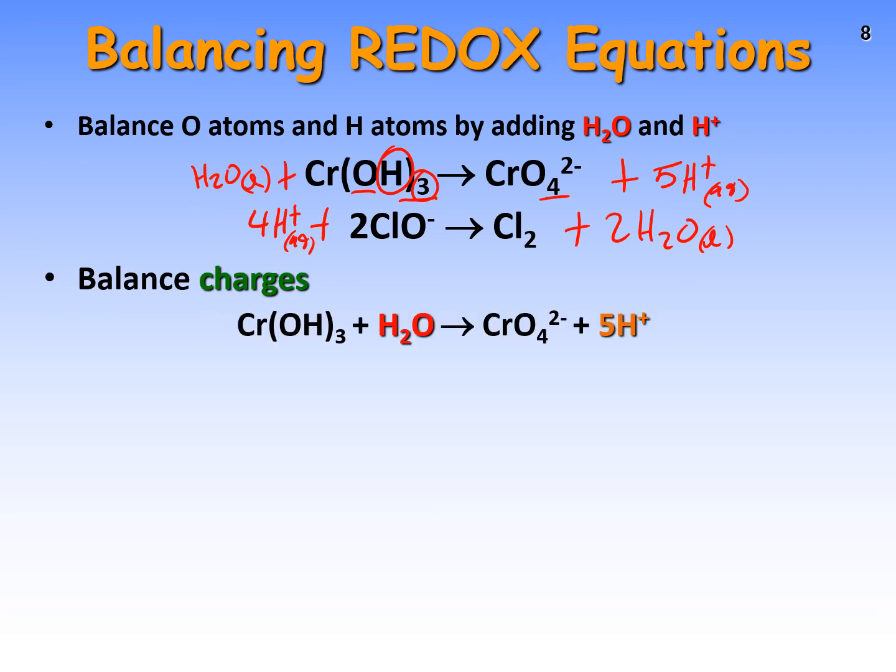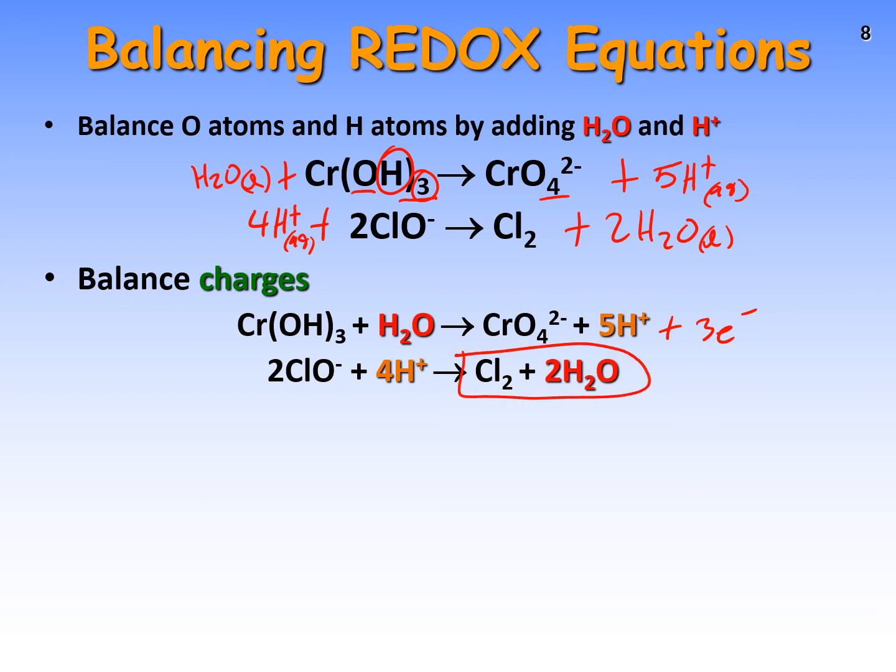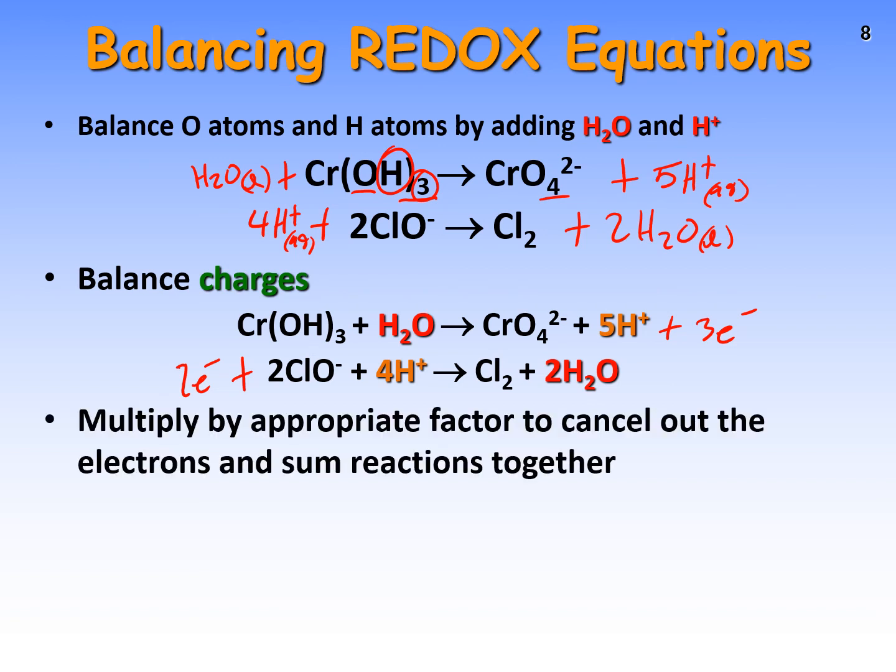Next, we got to balance charges. I have 0 charge on this side. Both of those are neutral. And I have a positive 3 charge on this side. So if I want positive 3 to become 0, I need to add 3 electrons. Over here, I have no charge on this side, that's 0. And I have a positive 2 on this side, so I need to add 2 electrons there to balance the charge.